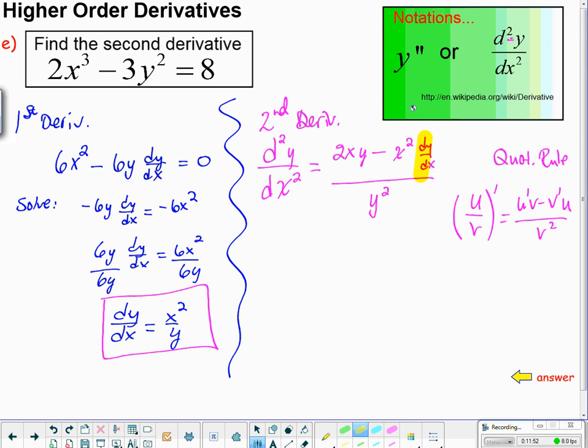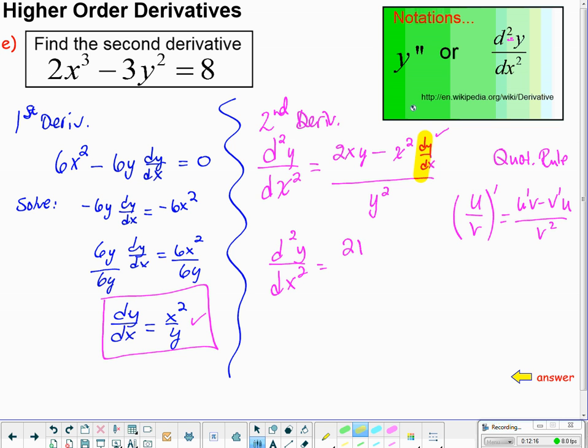What's this? I'm sitting with the second derivative defined using a first derivative? There's a way to fill that in, right? I think I should get rid of the first derivative symbol in there. What can I replace it with? Well, I just so happen to know what the first derivative is. It's x squared over y.